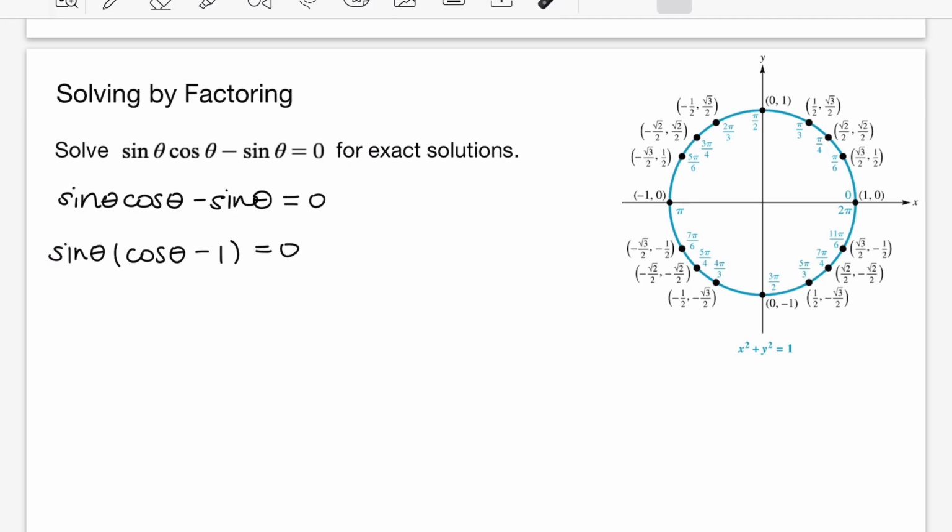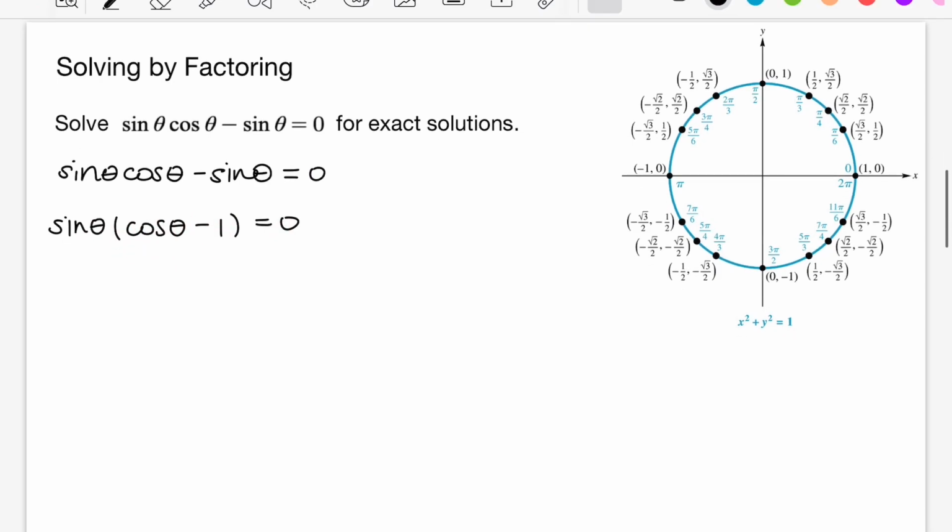Now this becomes a problem we're pretty familiar with. If sine theta times cosine theta minus 1 is equal to 0, then either sine theta is equal to 0, or cosine theta minus 1 is equal to 0, or both. So we have sine theta is equal to 0, or cosine theta minus 1 is equal to 0. Now when sine theta is equal to 0, looking at our unit circle here, we know this occurs at pi and 2 pi.